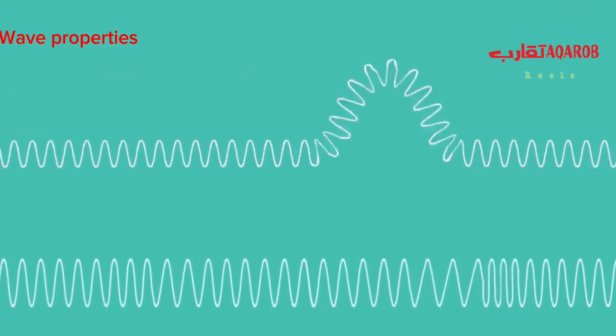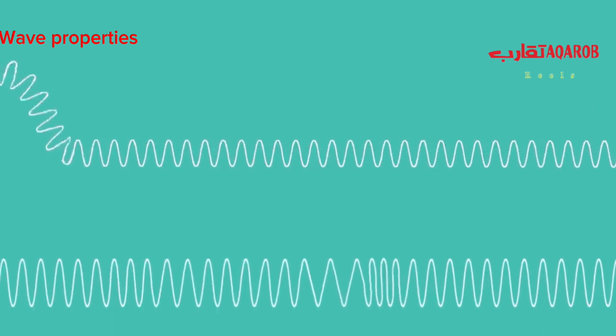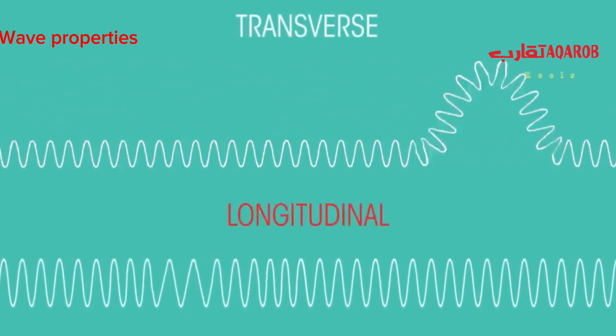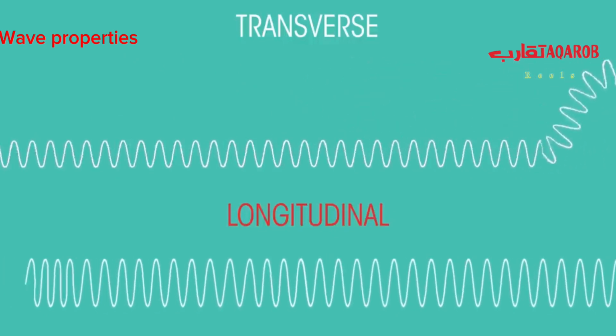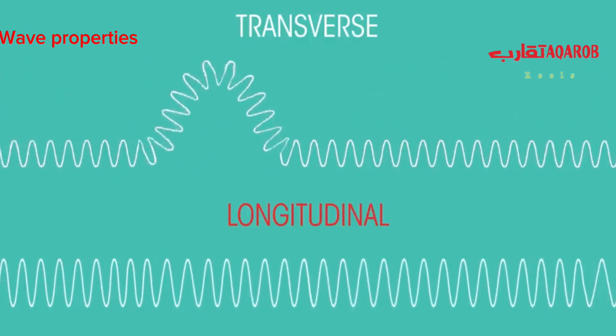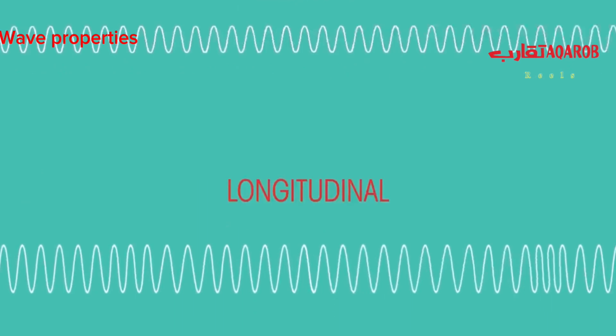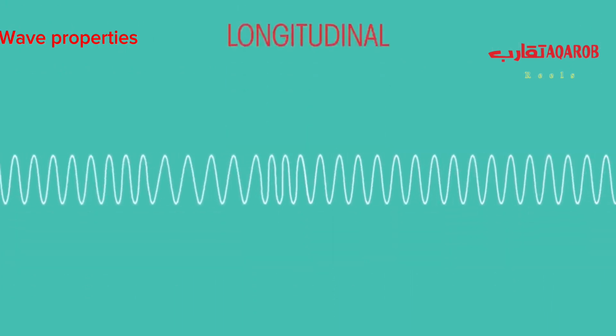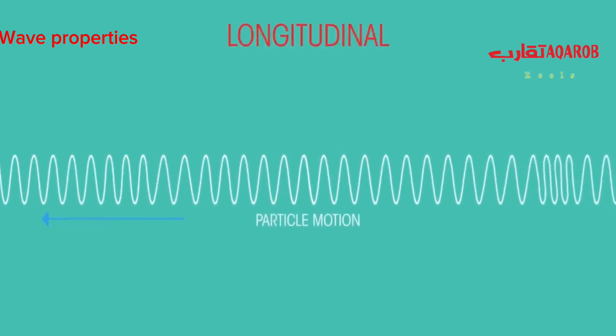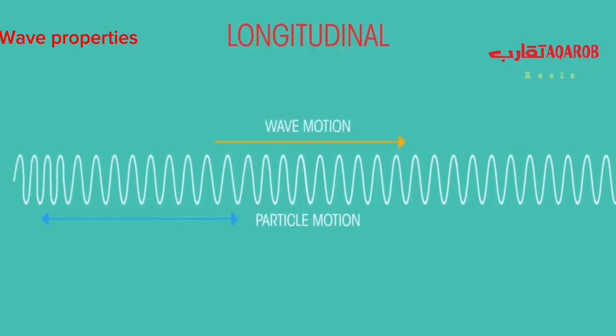Waves are produced as a result of vibrations and can be classified as transverse or longitudinal. Whether they are transverse or longitudinal depends upon how the particles are made to vibrate as the energy passes. Let's look at longitudinal first. This is where the particles vibrate parallel to the direction in which the wave of energy is travelling.